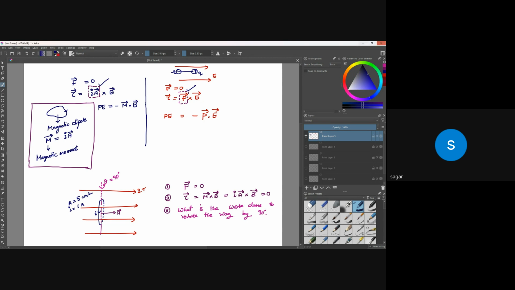Well, all I have to do is find the change in potential energy. U initial is minus M bar dot B bar.